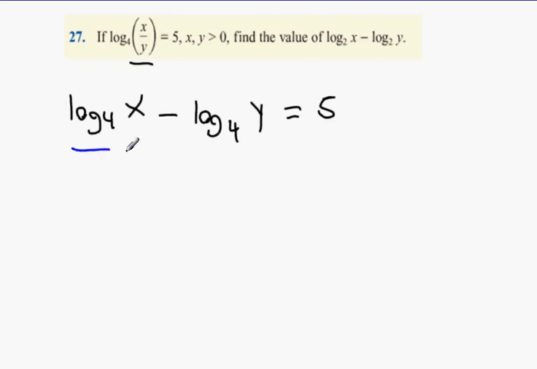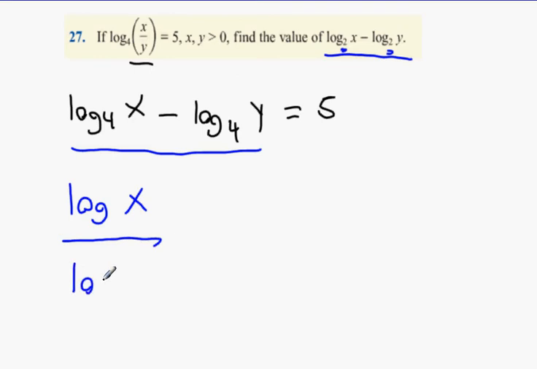Now I'm comparing this one to the question, and I'm saying to myself, if only that was base 2, my question would be complete. But I have a way of changing them to base 2. It's currently base 4, but I need to change that to base 2, and there's a rule for this. I take log x and write it over log 4, and then I pick any base in the world I want. The base I want is 2.